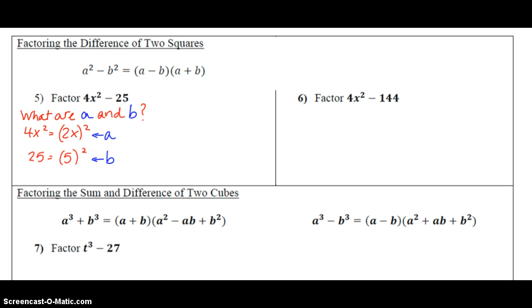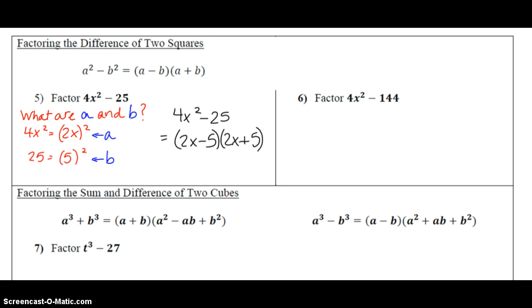In example number 5, the important thing that we need to do is to identify a and b so that we can follow the pattern. Once we identify that a is 2x, because when we square it, we end up with 4x squared, and we identify that b is 5, we can say that 4x squared minus 25 is equal to 2x minus 5 times 2x plus 5.